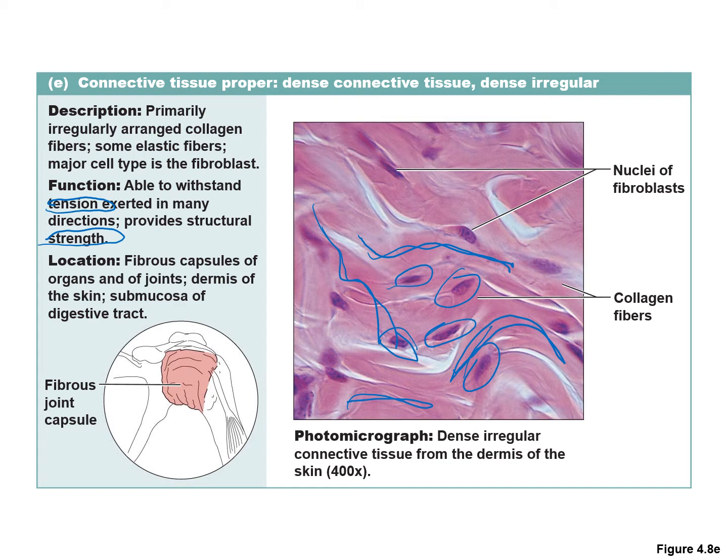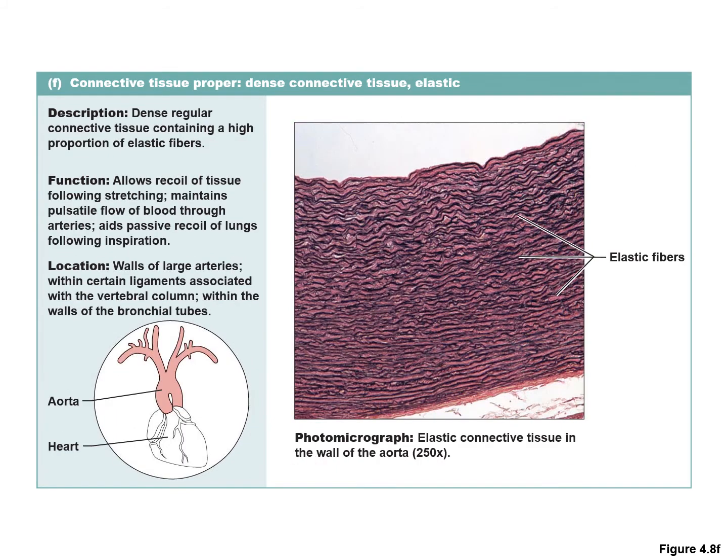So you would find it, the biggest location is the dermis of the skin. Also, it's a fibrous capsule of organs and joints, and the submucosa of the digestive tract. But if you need to choose one big location, that will be dermis. And of course, in the next chapter, we will talk in detail. What is epidermis? What is dermis of your skin?